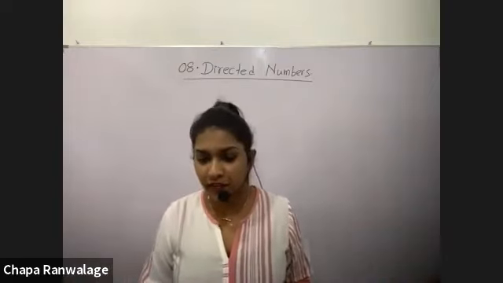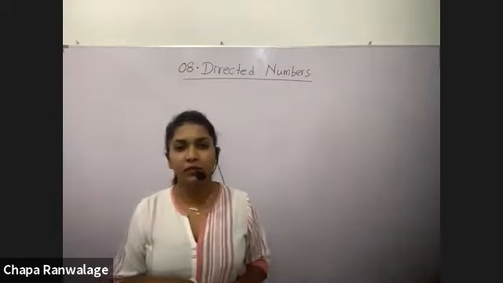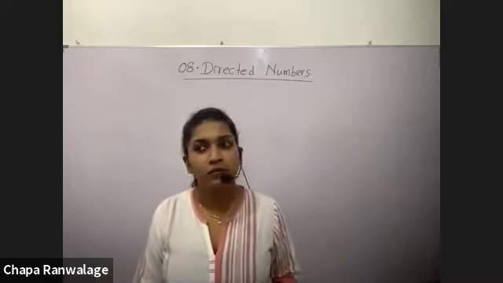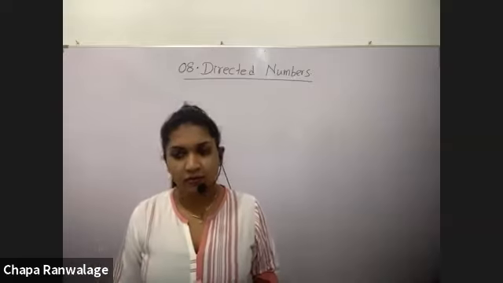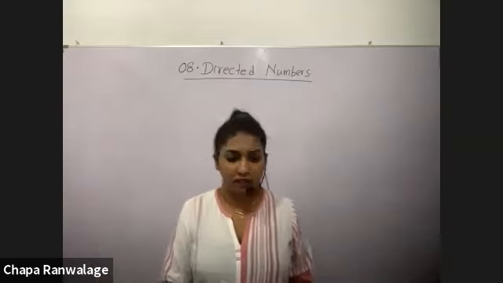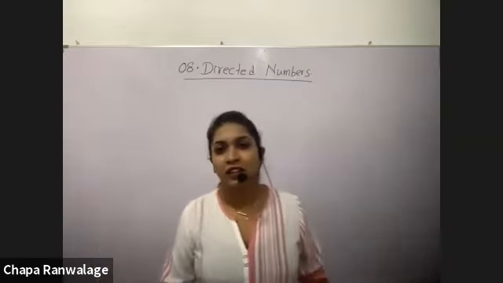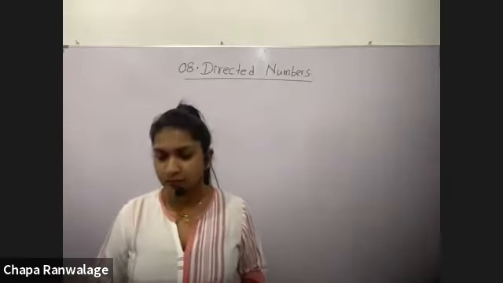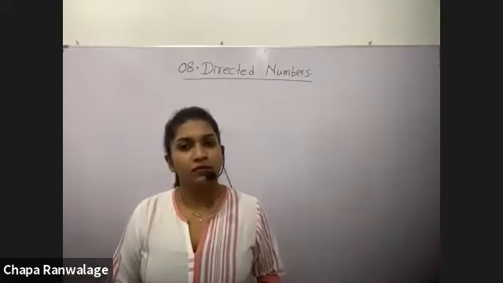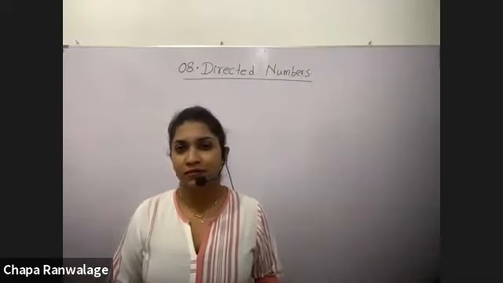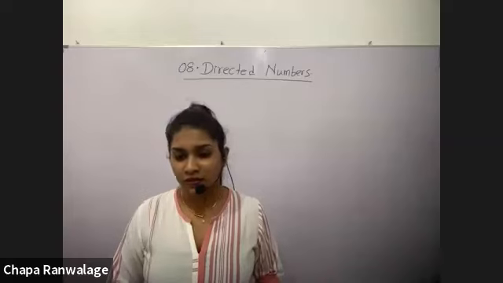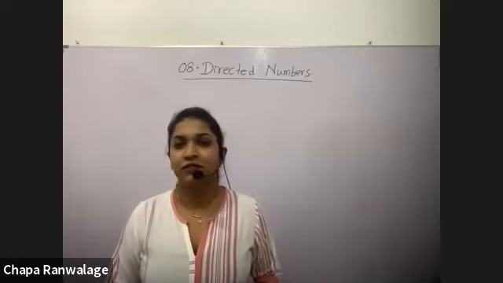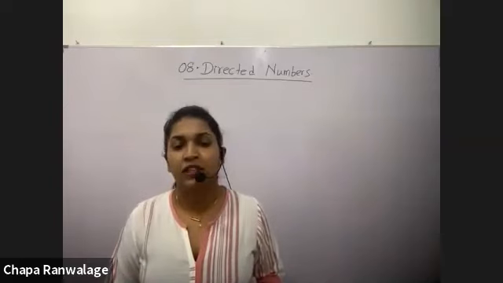Good. What else? The numbers which are on the two sides of a number line. Good, that one is also correct. Are there any other definitions? Numbers that are written with a positive or negative sign. Directed numbers are numbers which have a magnitude as well as a direction. Numbers written with a direction.